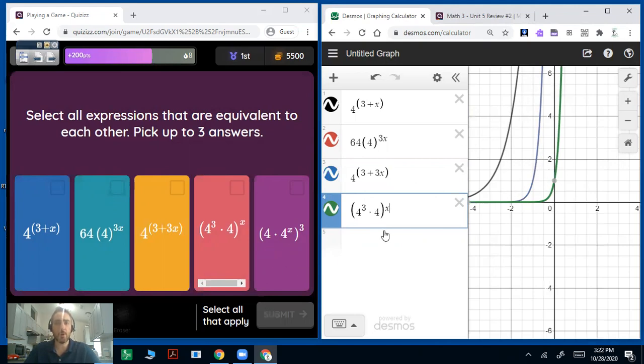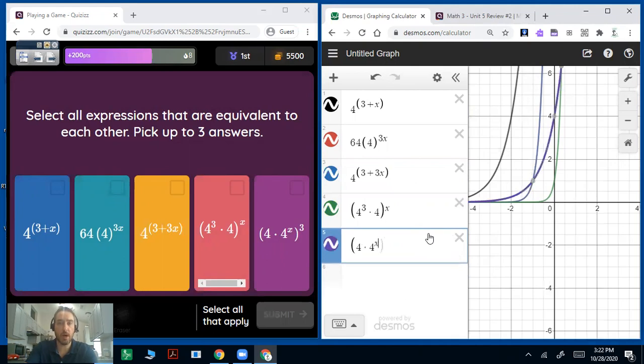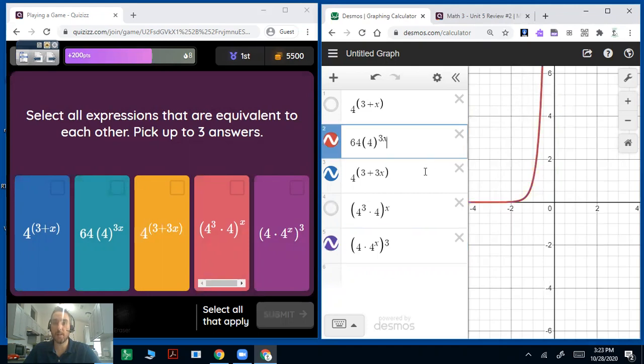So the last one is what we want to determine if it's going to be the same as this one or not. So we'll do parentheses 4 times 4 to the x power, close it up, and then raise that to the 3rd. And it didn't make any new graph, and it ended up overlapping these two graphs. And let me hide this green one, and let me hide this black one, and you can see that all 3 of these are the same thing. So that second one, 3rd one, and the 5th one are all equivalent, and that's really all you need to do on this problem.